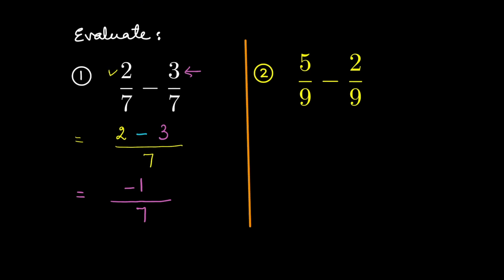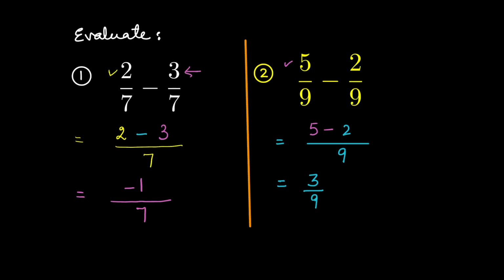Now taking the second example. Again you can see we have the same denominators. So the first step will be to write the same denominator. And then, what is the first numerator? Write that, 5. What is the second numerator? It is 2, and the sign minus is between them. So what is 5 minus 2? We get 3 over 9.